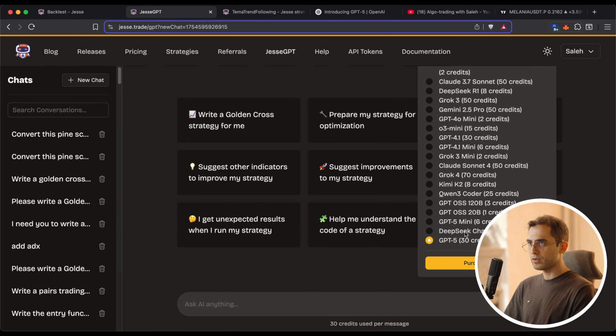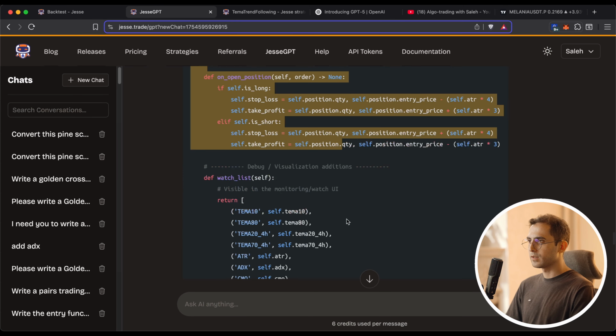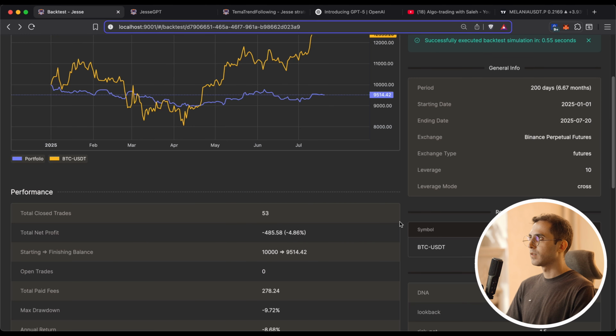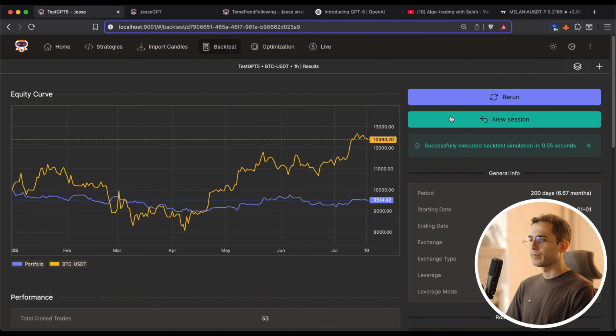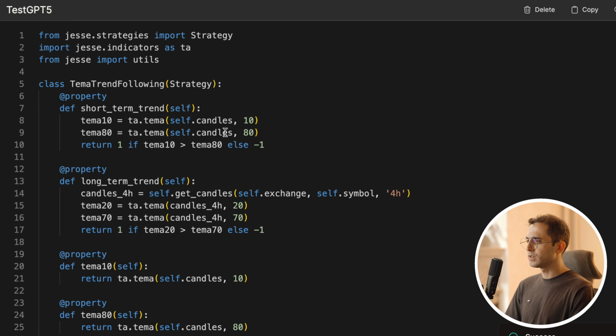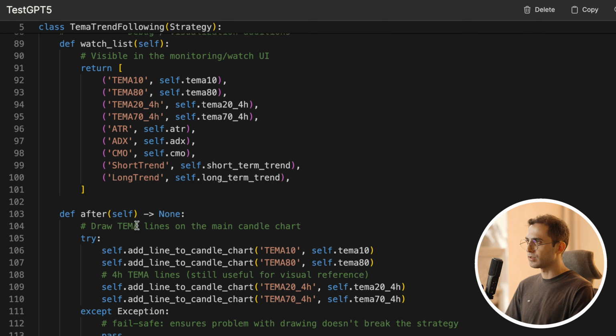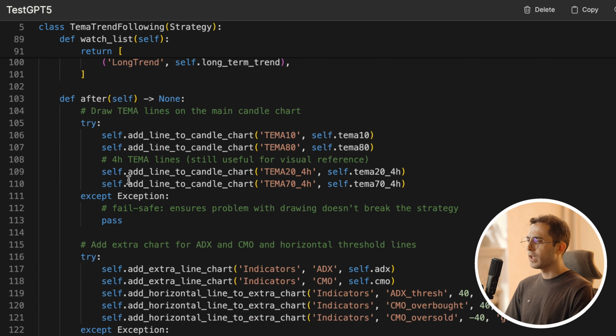And it didn't work again, so let's try with GPT-5 mini again. All right, so let's copy it. Update the code, and let's give it a read. So it defined the after method, just like we asked it to do. It put it inside a try catch block, which is good practice actually.